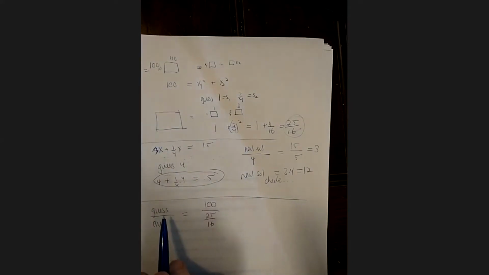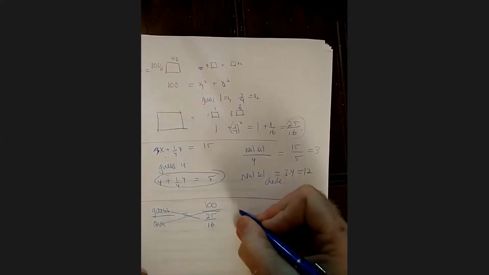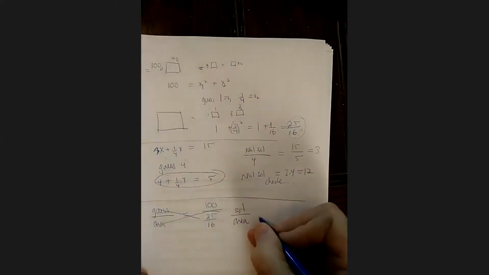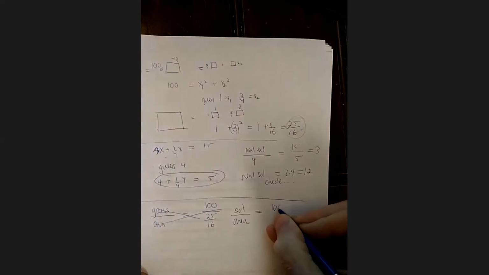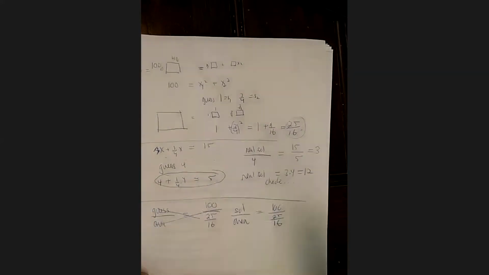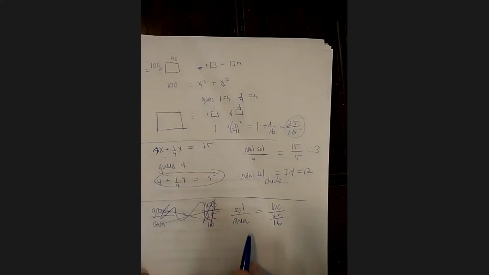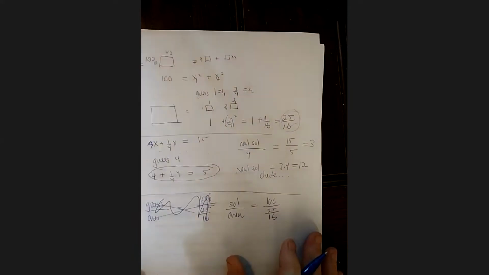Sorry, let me fix that. I did that wrong. The true solution, that's what it's going to be. I wrote guess here by mistake. Okay, does that make sense? It's sort of the same idea. We took a guess, we got 25/16. What we really want is 100. Okay, I'm assuming that's okay. I haven't seen any questions yet, so I'll continue.